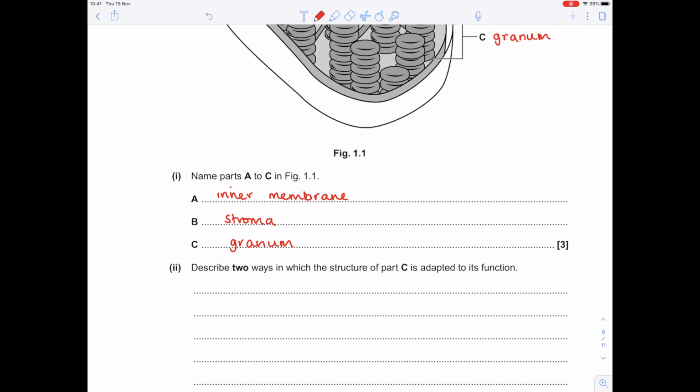Describe 2 ways in which the structure of part C is adapted for its function. So here we're talking about the thylakoid membrane. Remember I said previously that it has a very large surface area and that enables it to absorb as much light as possible. It also contains that all-important pigment chlorophyll, chlorophyll A, as well as the electron transfer chain.